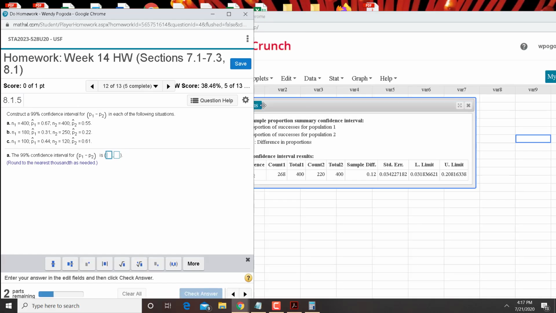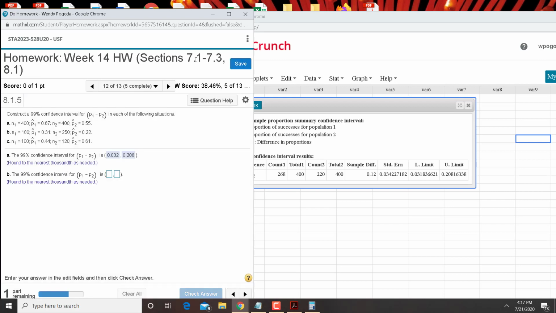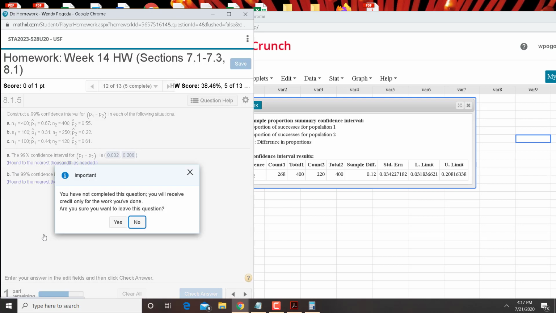Let's see, 0.032 if you round to 0.208. All right, and we don't need to do the rest of this. I mean, you should do the rest of it for full credit, but the rest of it's going to be done the same way. All right, yes, that's fine.